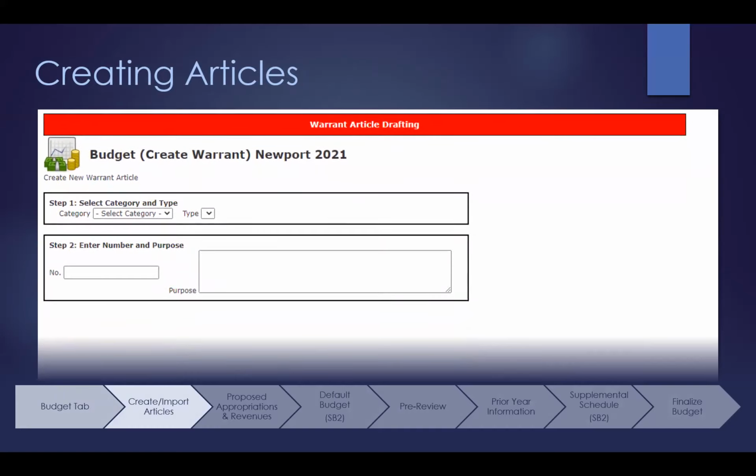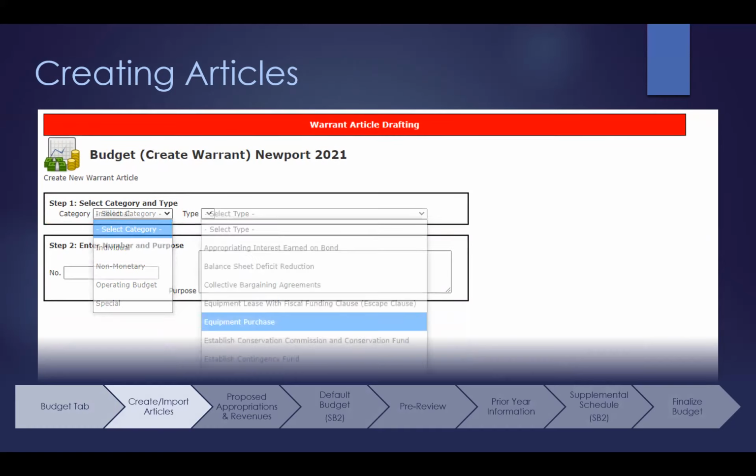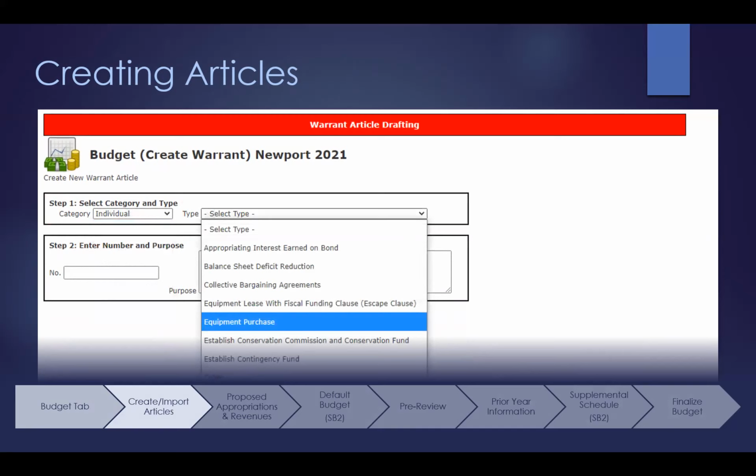So if you click that Create Warrant Article button, you're going to be presented with a multi-step process. And it's broken into sections to make it pretty easy. And it'll sort of guide you through the process of creating the article here. You start off by selecting a warrant article category. And once a category has been chosen, you have the ability to select a type.